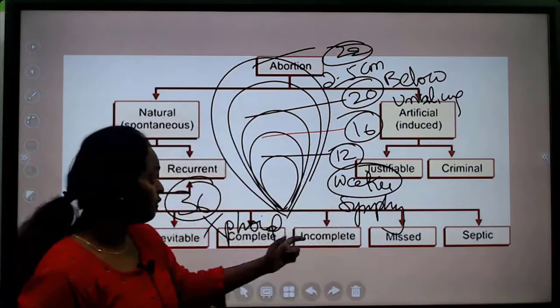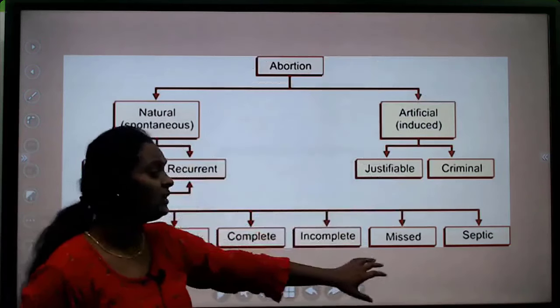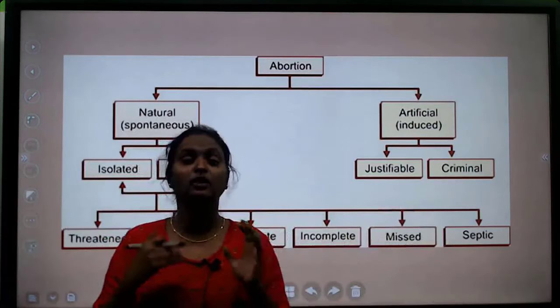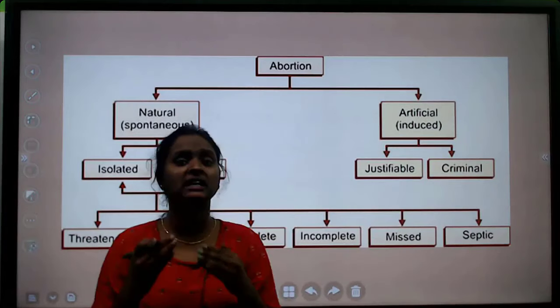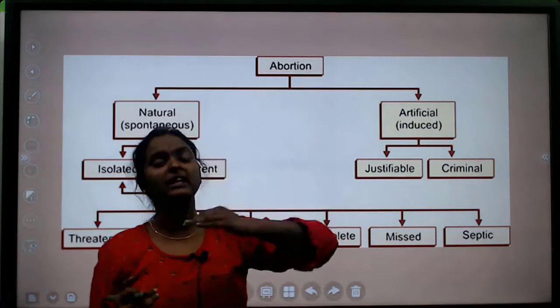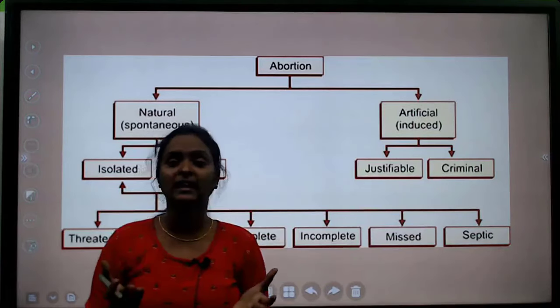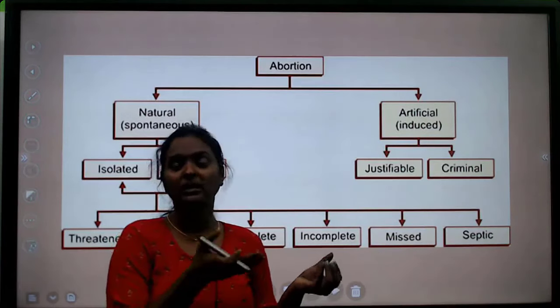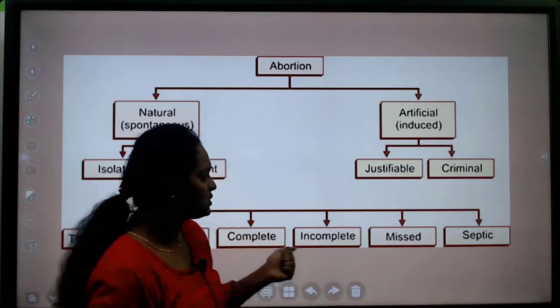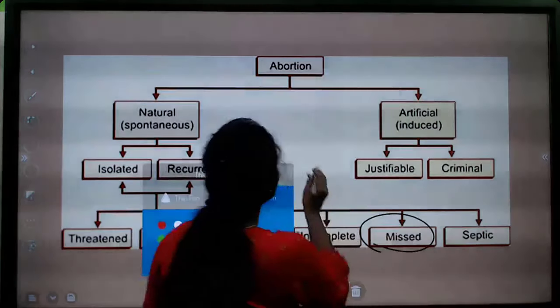So here, what happens in the missed abortion is that the height of the fundus will not increase. When the baby is healthy and alive, only then fetal growth takes place, right? But here what is happening? The fetus is already dead because of the common causes or risk factors. So here the fundal height will decrease.